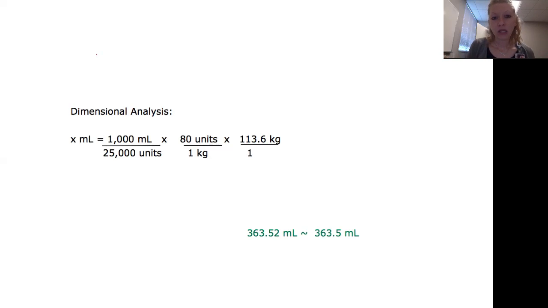And how I know that is that I always want my labels to cancel. If you're used to doing dimensional analysis, that sounds really familiar to you. So what's going to happen is my units are going to cancel here and here, and then my kilograms will cancel here and here. What I'm left with is the label of milliliters, and I'll come to the same answer, rounded off to 363.5 milliliters. So if I give that amount of this solution, that will be the appropriate amount for this bolus.